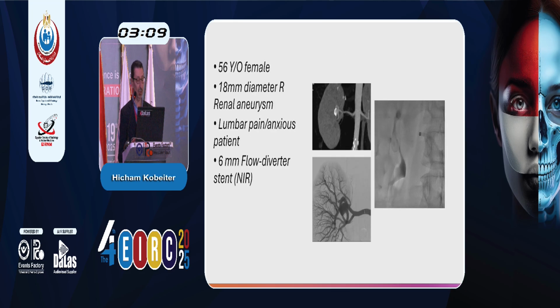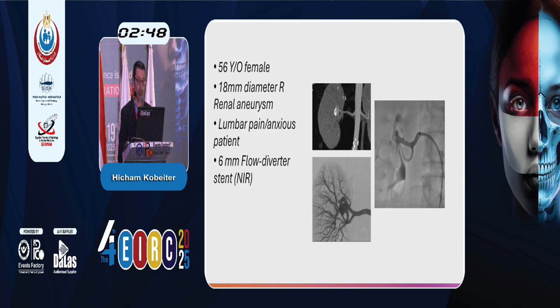Sometimes if you have a large neck, you need to do an assisted coil embolization. In this case, the patient was 56 years old and had back pain, so it was also considered a symptomatic aneurysm. We decided to put a flow diverter stent into this aneurysm because we have this large collateral right here.